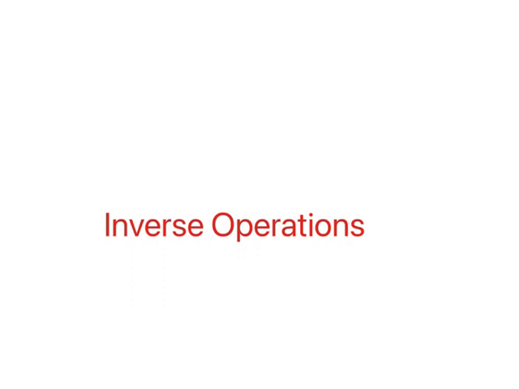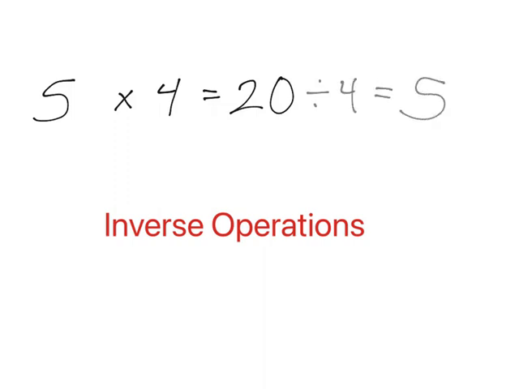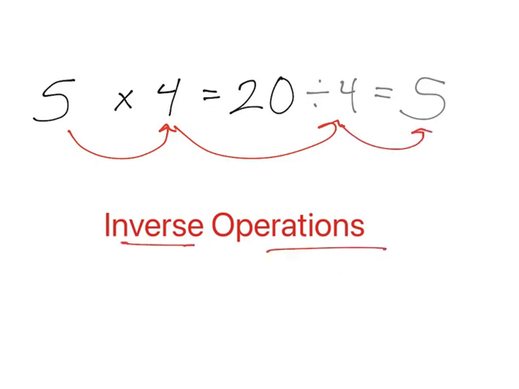So if you think about, let's just take the number 5. This is my starting value. If I first multiply 5 by 4, I get 20. And then if I divide by 4, I get 5. So you can see I multiplied, I divided, and I ended up where I started. Inverse operations. They undo each other.